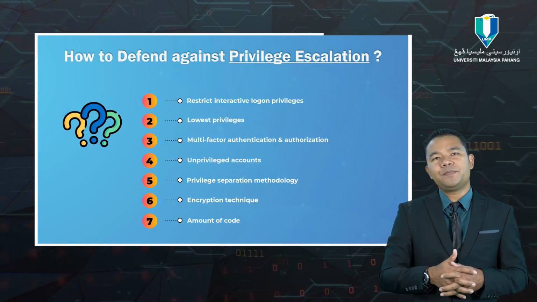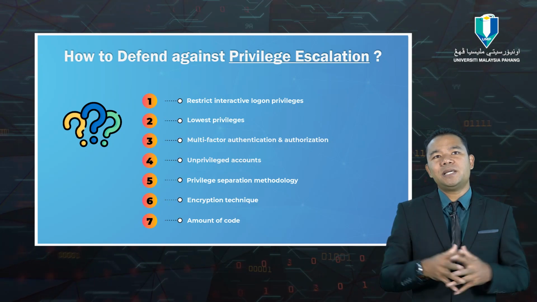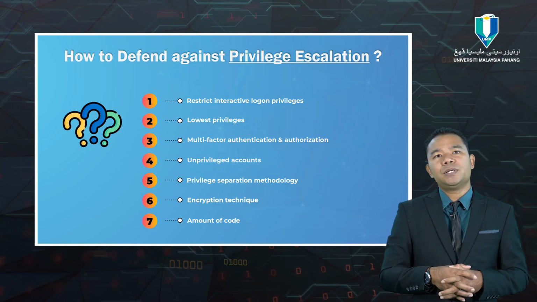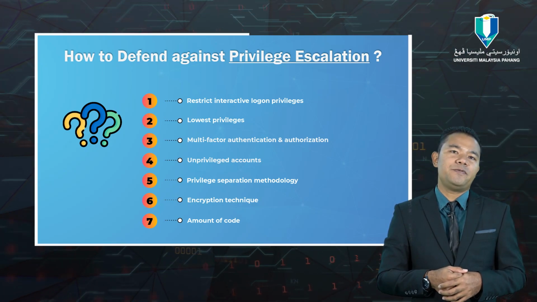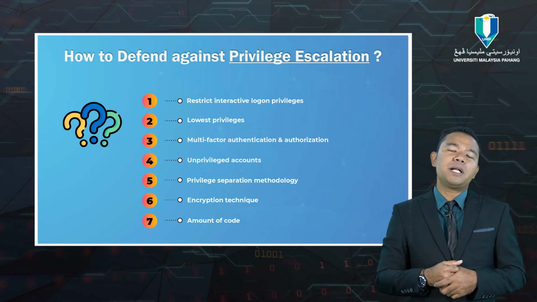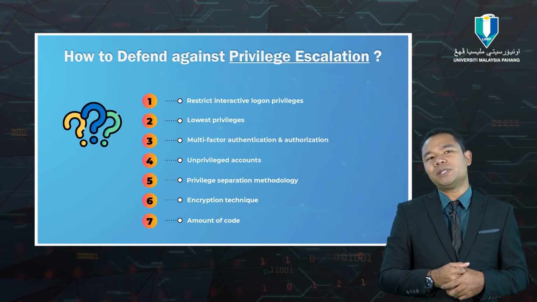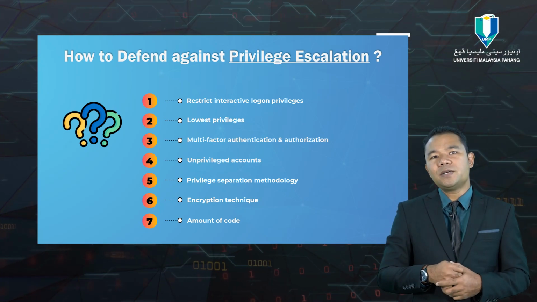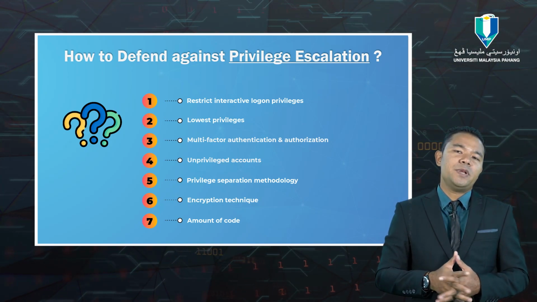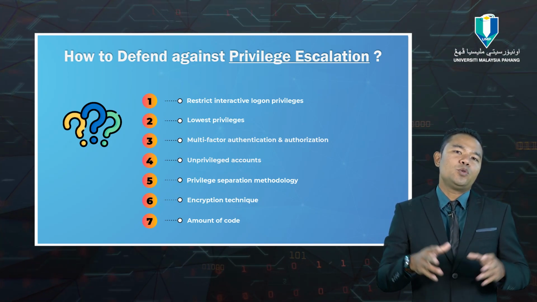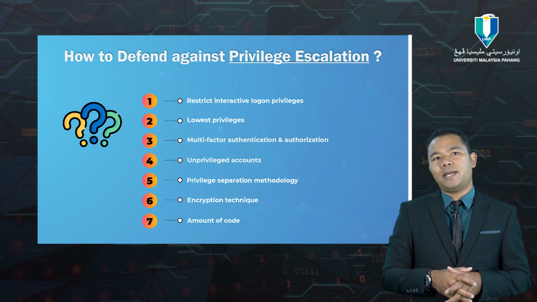How to defend against privilege escalation? Restrict the interactive logon privilege. Number 2, run user application with the lowest privilege. Number 3, implement multi-factor authentication and authorization. Number 4, run service as unprivileged account. Number 5, implement privilege separation methodology to limit the scope of programming error and bug.